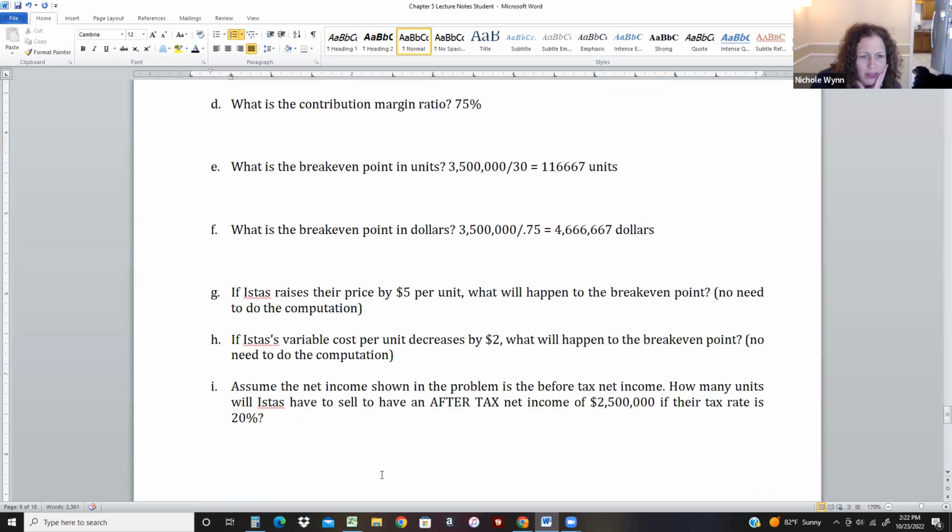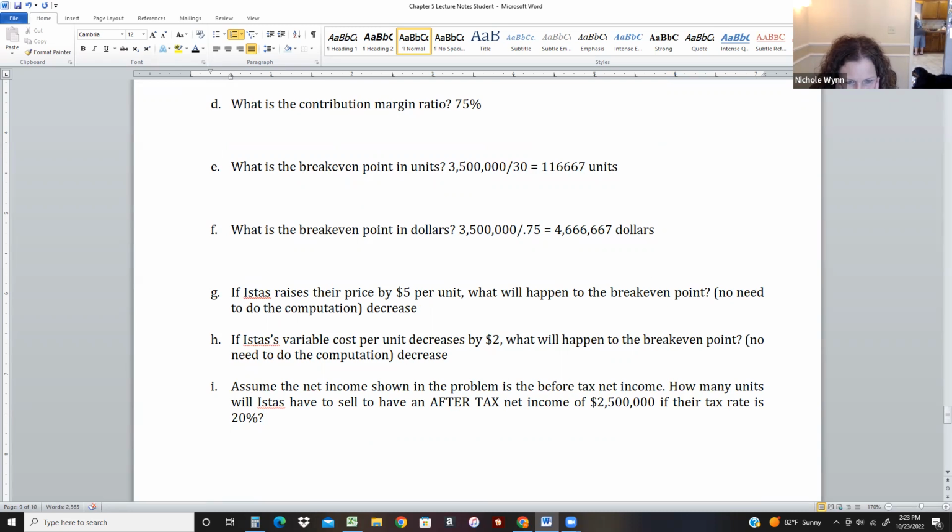And then the next question says, if they raise their price by $5, what happens to break even? If you raise your prices, then break even will drop, because you won't have to sell as many to break even. If variable costs per unit decrease, then break even will decrease. And assume the net income shown in the problem is before tax.